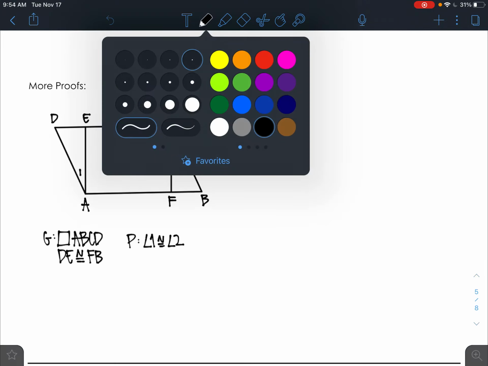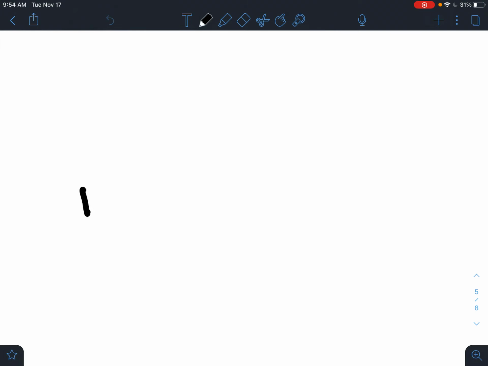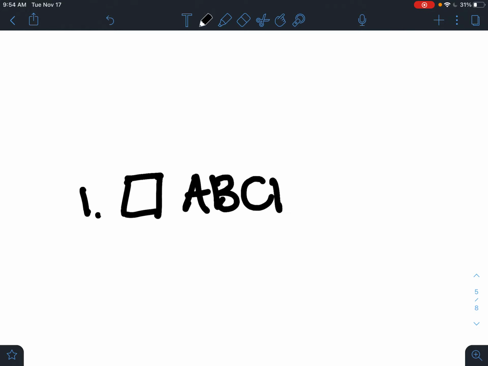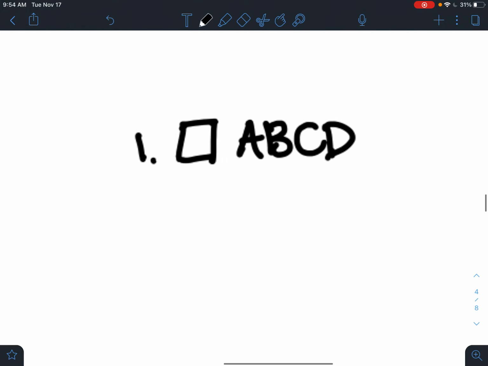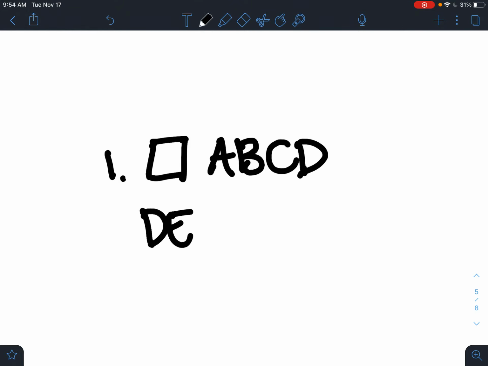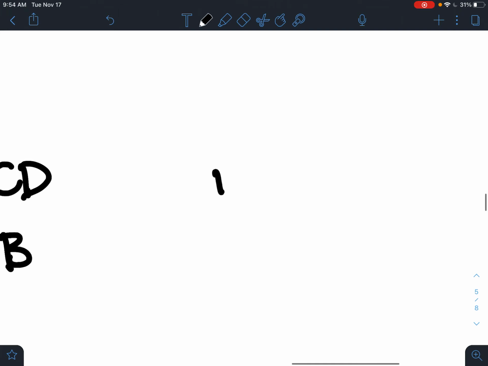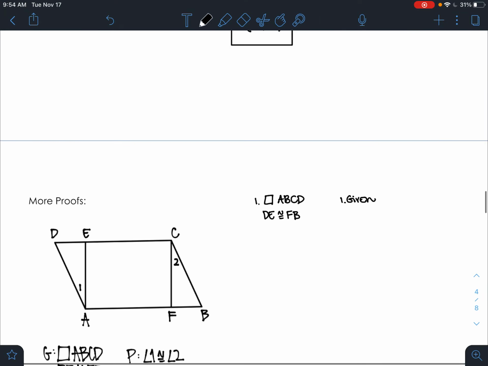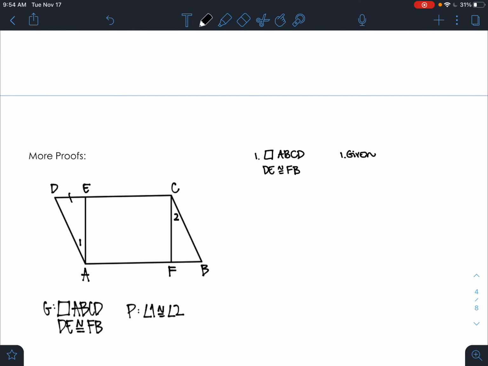So I'm going to go ahead and state that I have parallelogram ABCD, and DE is congruent to FB. And that's through given. Okay. And then I'm going to mark on here that DE is congruent to FB.